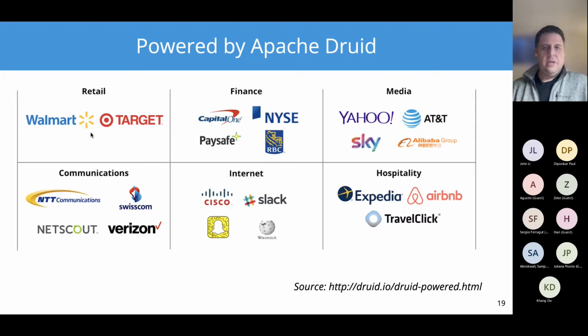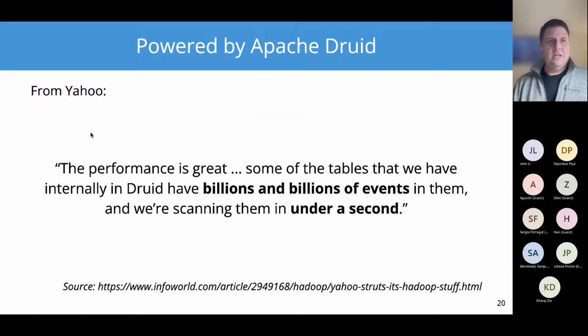In hospitality, Expedia, Airbnb, TravelClick: what are our users doing? What are they booking? What's our book rate? When COVID hit, right, how many people are canceling? Things like that. So being able to respond, especially in the hospitality industry, being able to respond to COVID very quickly was what saved a lot of these companies. And having data that was low latency was really important to that.